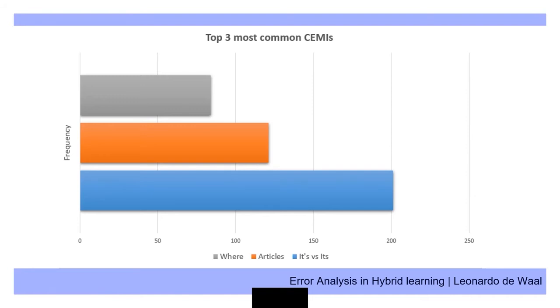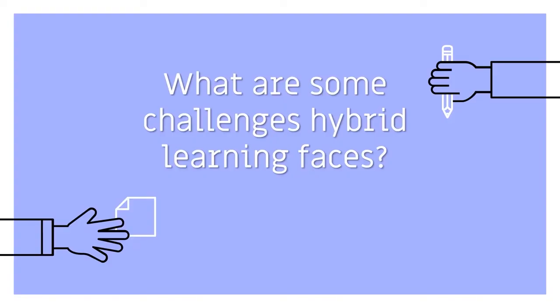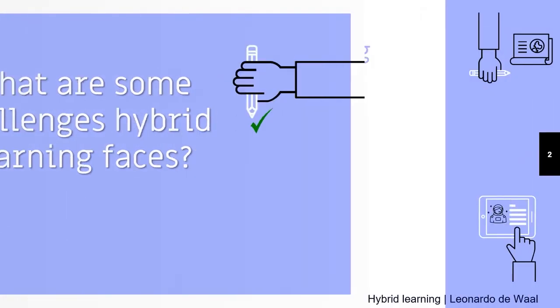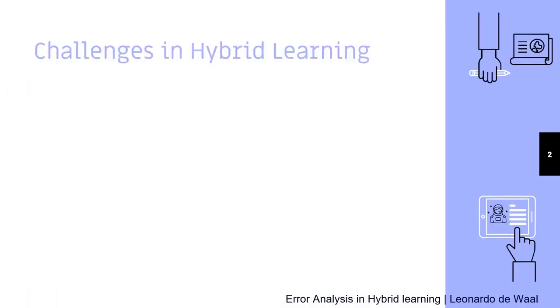Now, as you know, error correction takes time and continuity, and this leads me to the challenges that hybrid learning has with regards to error correction. Though there may be a lot more, these are some of the most notable challenges that I have seen myself. First of all, there's an interruption in the learning process.